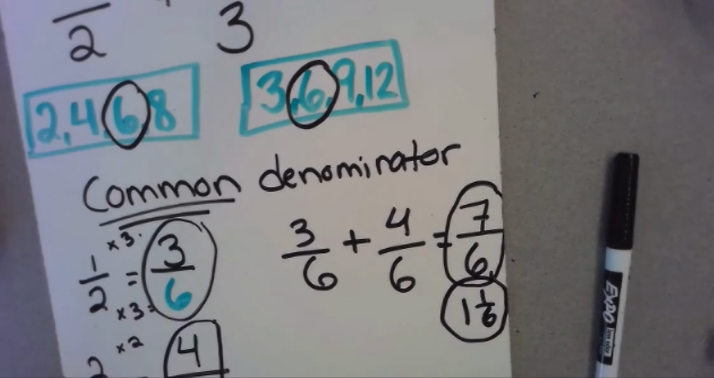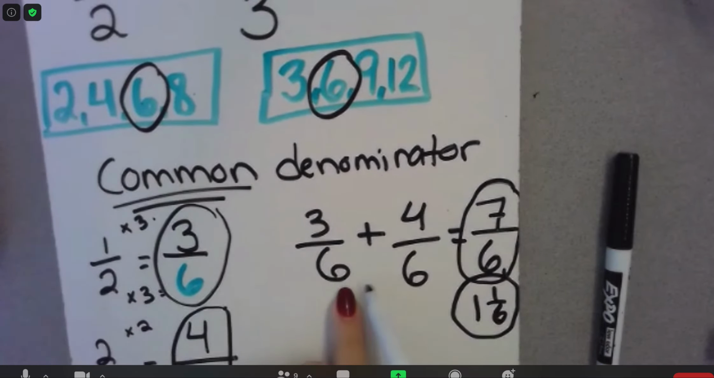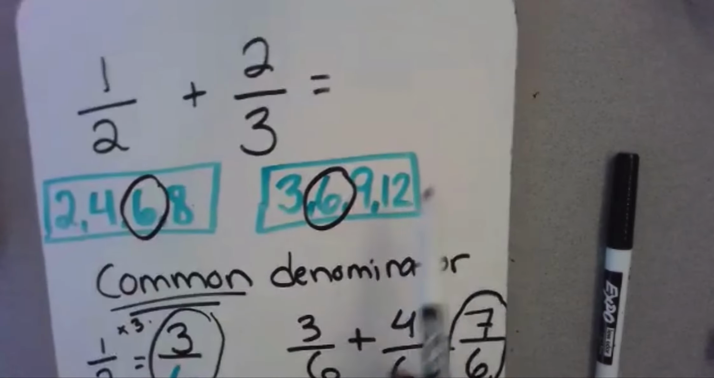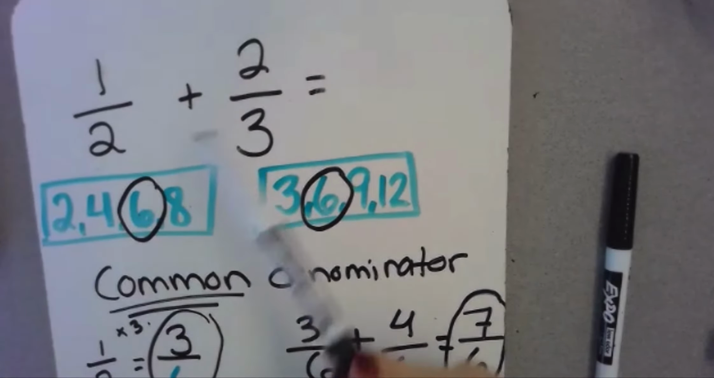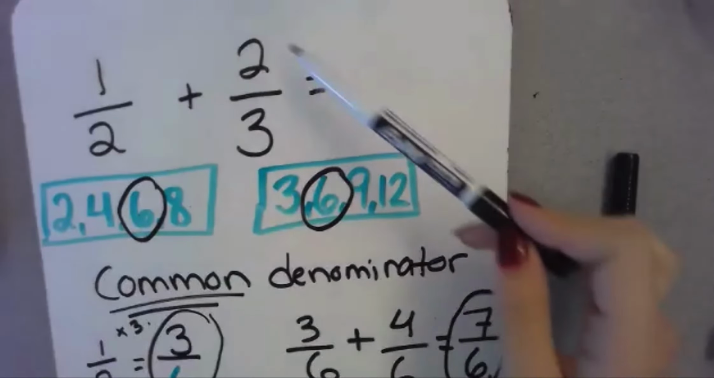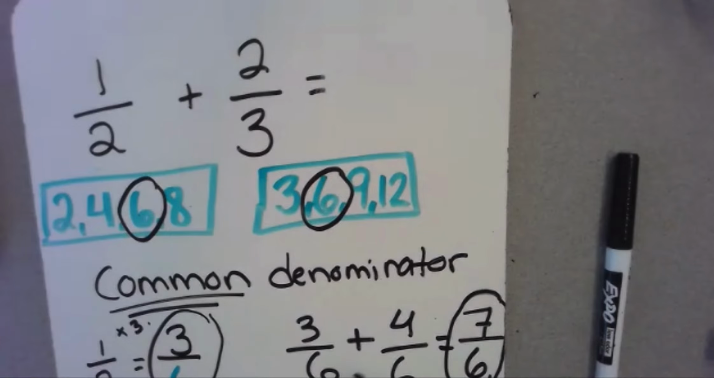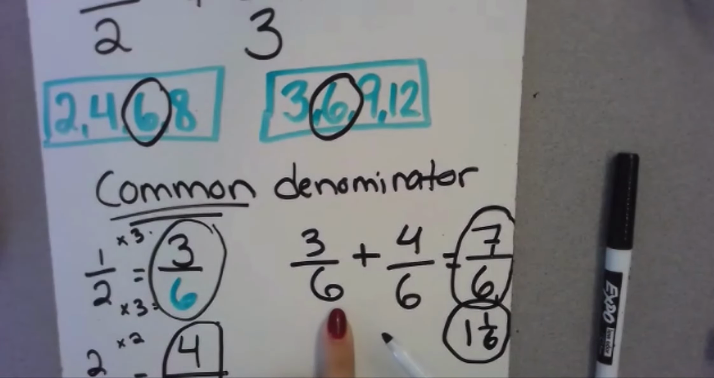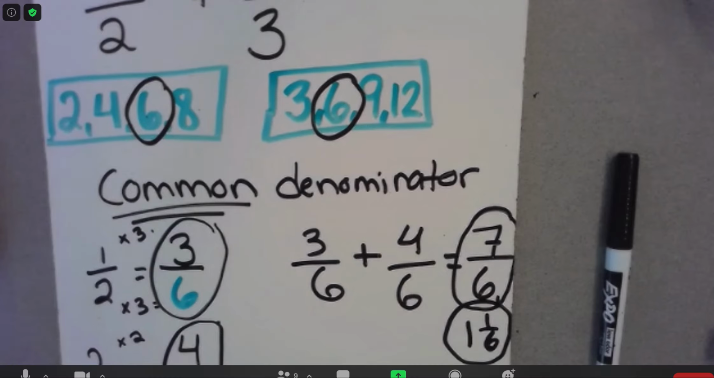So in today's Desmos, you're going to practice adding fractions that have common denominators and fractions that have not common denominators. And your job will be to make these types of fractions, the ones with uncommon denominators, into ones with common denominators. I will give another example if I need to before we start Desmos.